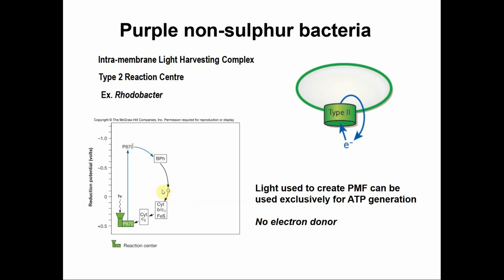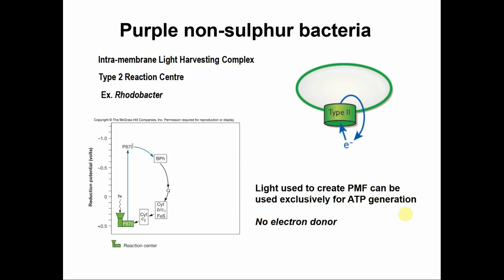So every time electrons cycle around here, it will generate a proton gradient because the quinone is picking up electrons on the cytoplasmic face of the membrane and releasing them, picking up protons on the cytoplasmic face of the plasma membrane and releasing them on the periplasmic face. That means that the energy in the light here is used to create a proton motive force, which can then be used to generate ATP. Okay, and so there's no electron donor here, and the electrons are not passed on to NADH.